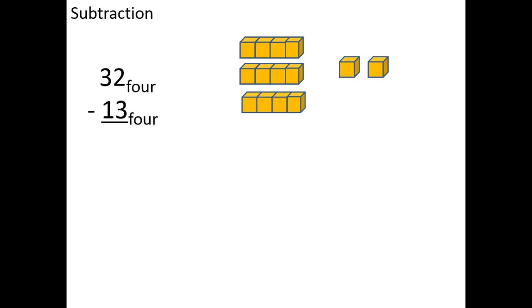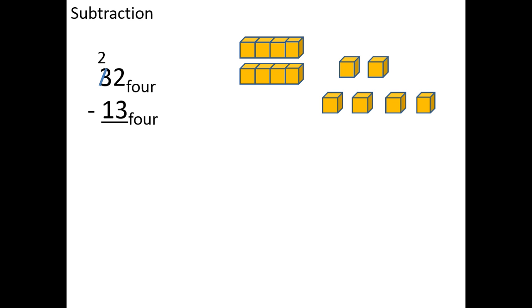If I start in the ones column, I'm trying to take away 3 ones from 2 ones. I need more ones in order to do that. So what I'm going to do is some regrouping. I'm going to have to take one of those groups of 4 and regroup it, break it up into ones. So if I take one of those 3 groups of 4 and I break it up into ones, that's going to leave me with 2 groups of 4. And now the question is, how many ones do I have? Well, if you take a look at the blocks, you'll see that we have 6 ones.